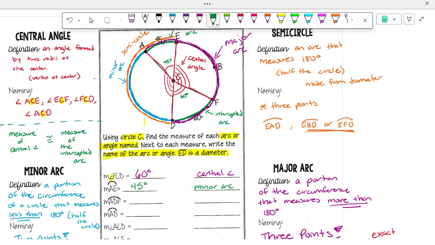Now, it then asks for arc ADF. So ADF is right here. If it's an arc labeled with 3 letters, we can assume it's either going to be a major arc or a semicircle. To find the angle measure, we need to find whatever the arc measure of AD is. How do you think I'm going to do that? So I need to find AD first. How would I do that so I can find the entire measure of this arc?